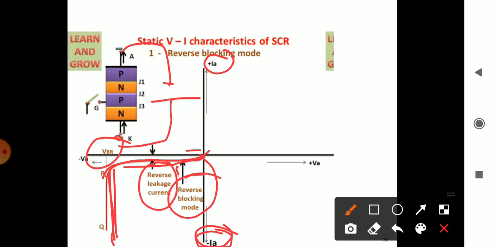If we keep on increasing the voltage in the negative direction, because it is reverse bias, at one point what will happen? A sudden reverse current will increase in the SCR. That is an avalanche breakdown occurring in the SCR. If we keep on increasing the voltage, the SCR will be damaged. So this is reverse blocking mode. It is also called the off mode of SCR.